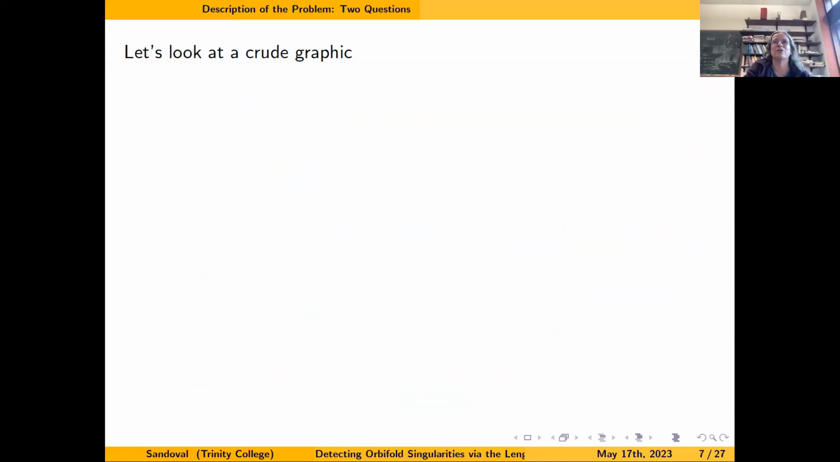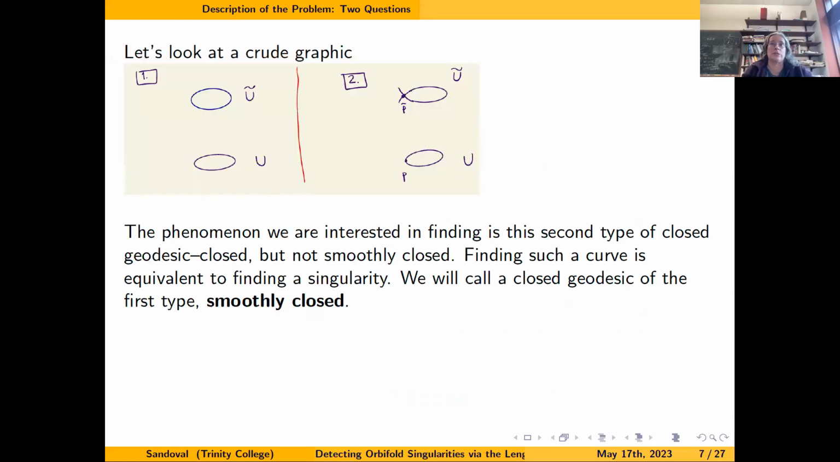Okay, so let's look at a crude graphic to understand the two types of ways we could close up a geodesic. And here, by U tilde, I really mean maybe a collection of such U tilde that cover a closed geodesic. So a smoothly closed one will always appear smoothly closed. We've got something down in the orbifold that looks closed. If I look at the lifts, you can imagine this is covered by a little family of U tildes, and it's just closed.